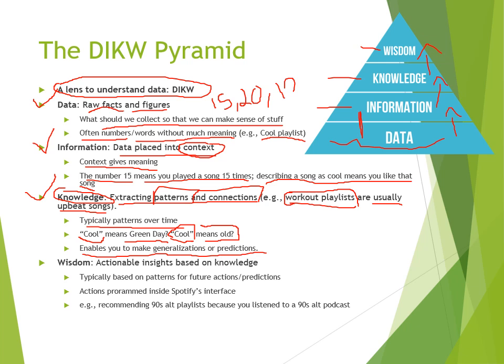So again, overall knowledge enables you to make these generalizations. For example, workout playlists are usually upbeat songs. And if you find that generalization, then you can make a prediction from that knowledge.